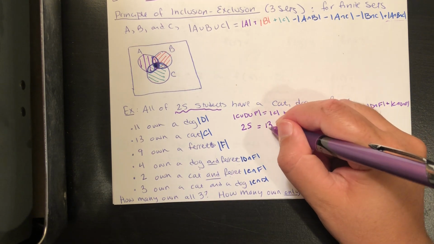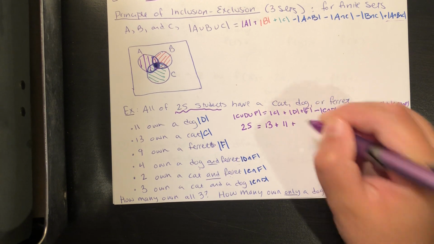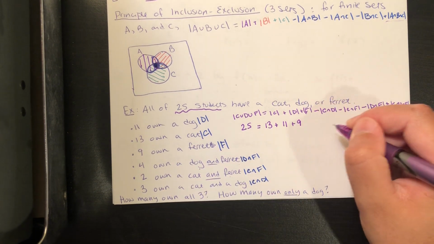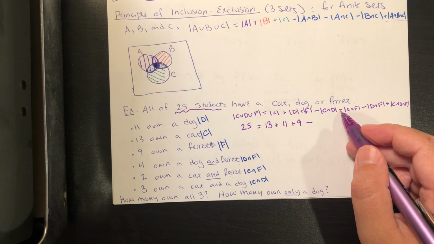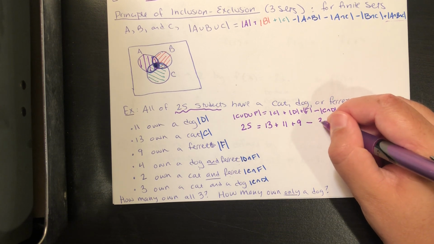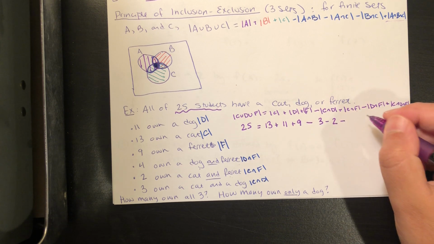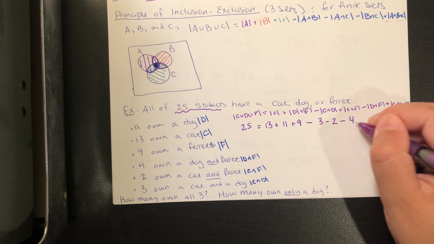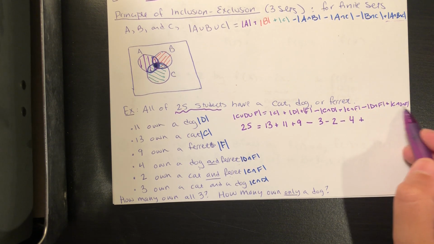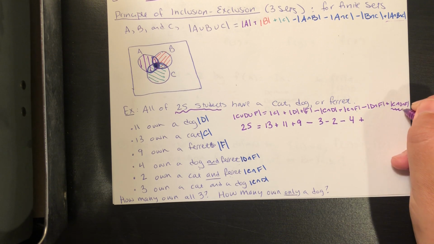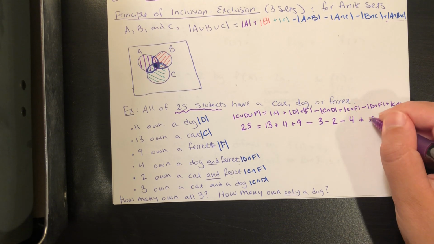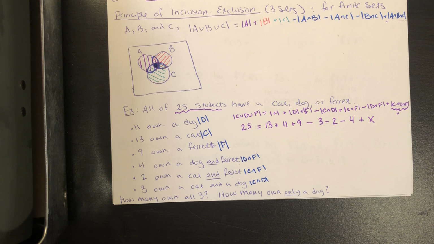Cardinality of C is 13, cardinality of D is 11, cardinality of F is 9. We're going to subtract the intersection. C and D is 3, C and F is 2, D and F is 4, and finally we add back in the 3-way intersection. This is what we're looking for, so I'm just going to call this X, because that's what we're trying to solve for.